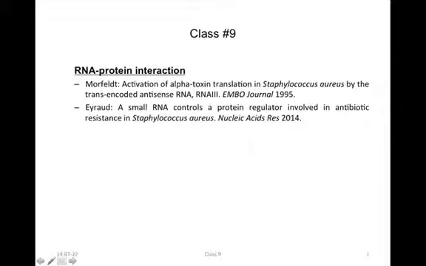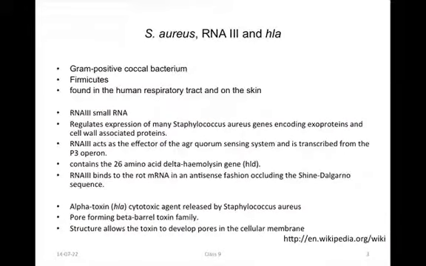So the first paper, you see, is a 1995 paper, so it's fairly old. What I wanted to do with this is show that in molecular biology, there are ways we can look at RNA protein interactions. And this is a good one because it's Staph aureus, RNA3, and the alpha toxin HLA.